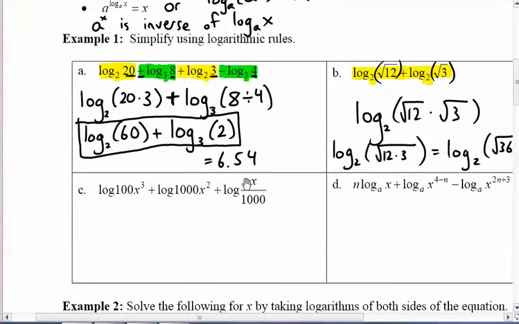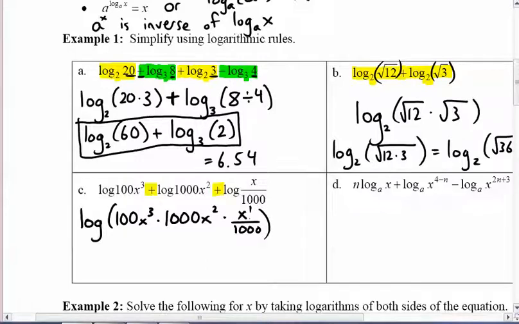So I hope you had a chance to try part C. Again, because we have all addition here, we can use rule number 1, the product rule, which says that if we're adding a whole bunch of different logs, we can multiply all of the things inside of one single logarithm because they're all base 10. And then you can even forget that you have that log word there and just simplify what's in the brackets. So 1,000 divided by 1,000 cancels. And 3 plus 2 plus 1 is an exponent of 6. So that's a correct answer, but it can become more simple.